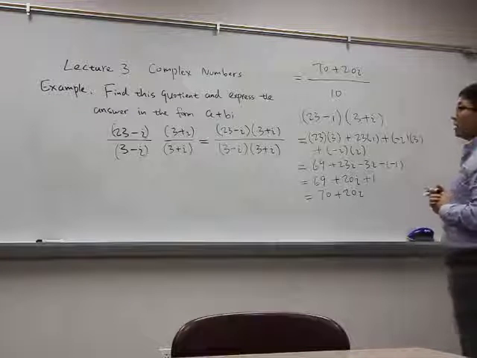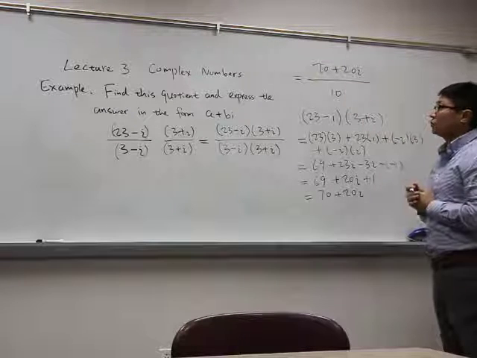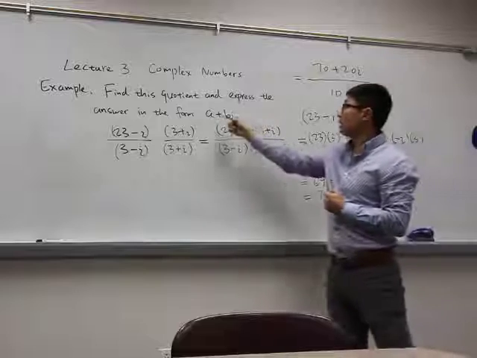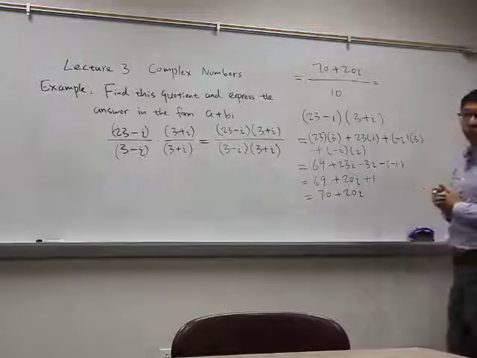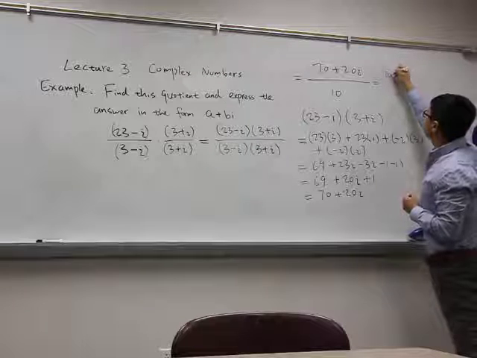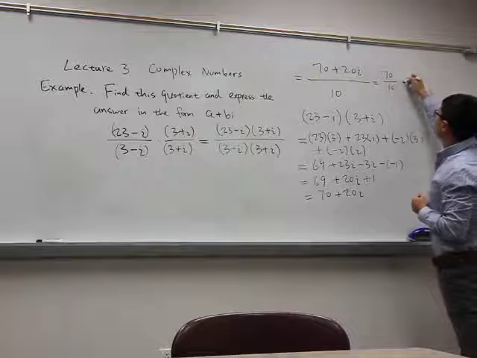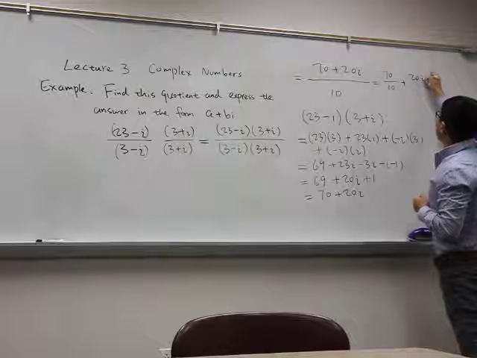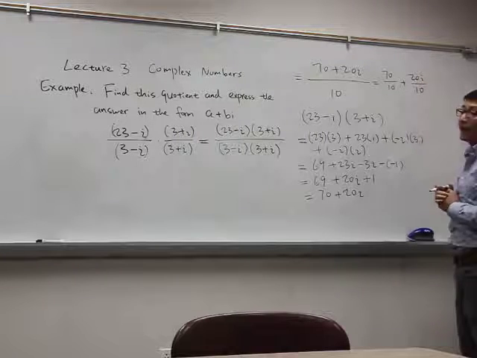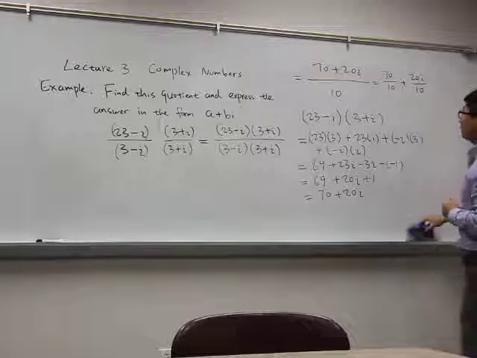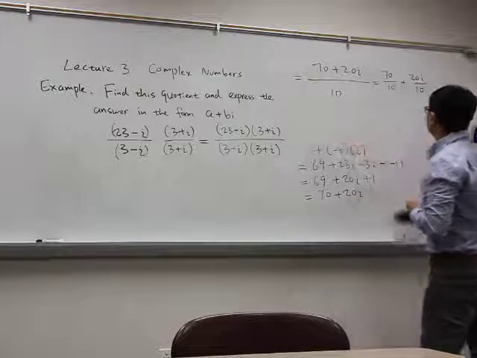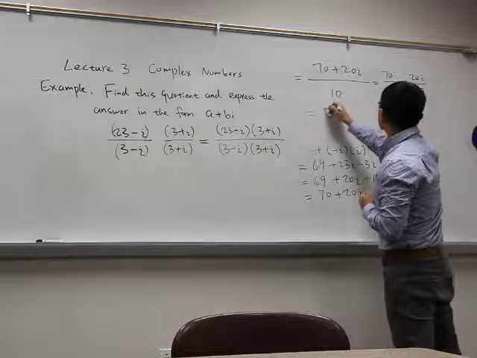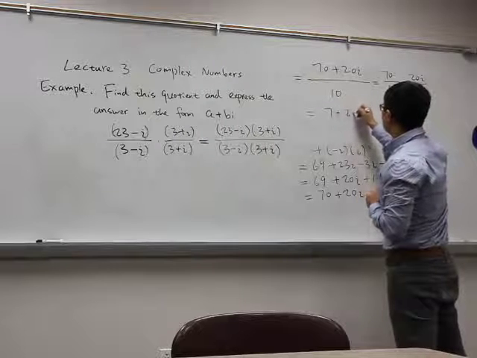Okay, then to rewrite this answer into the form a plus bi, we just split this into 70 over 10 plus 20i over 10. Now let me erase this. So the answer is 7 plus 2i.